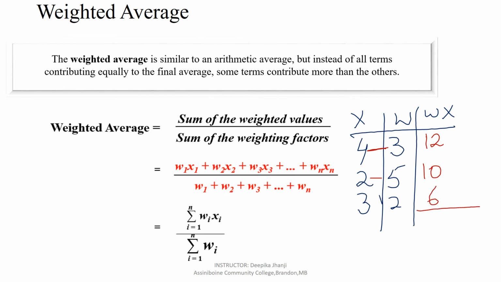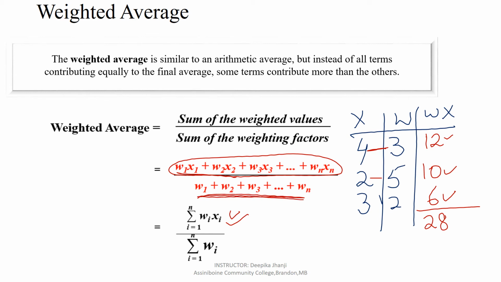Now here you're going to add all these values. So 12 plus 10 plus 6. So you'll do column addition now, right? So it comes out to be 28. That is the sum of Wi xi. As you can see here in the formula, you're going to add all Wi xi. So you get 28 in the numerator. For the denominator, you're going to add all the weightages, right? So sum of weightages, we'll add this column now, and that comes out to be 10, right?